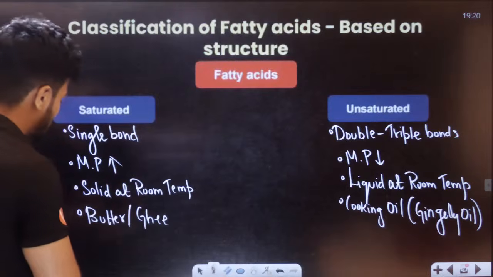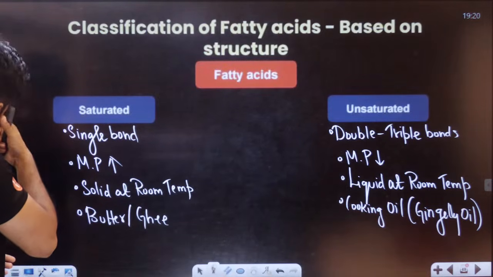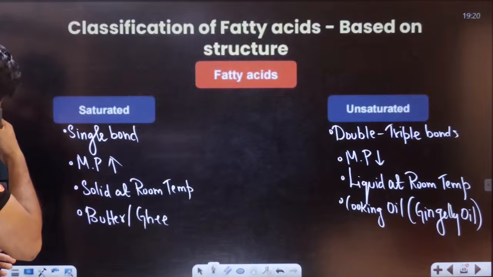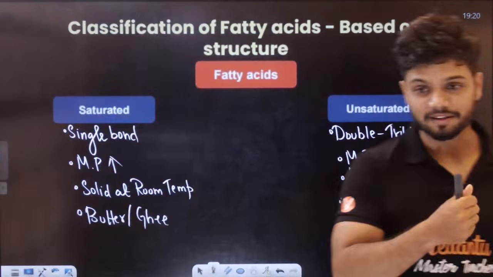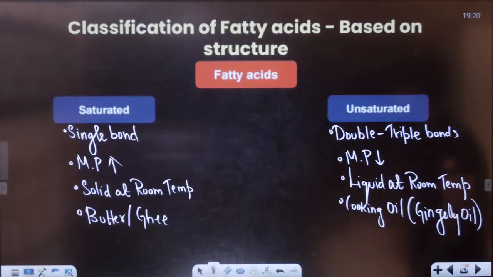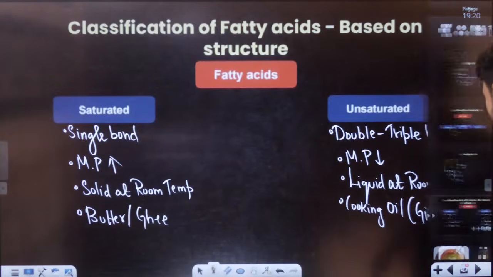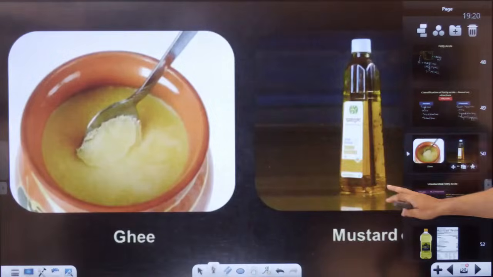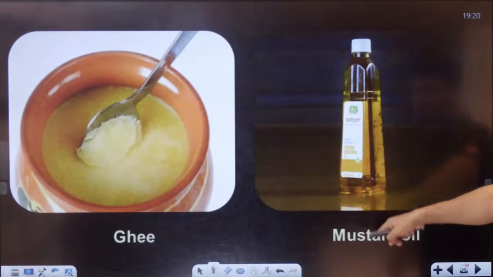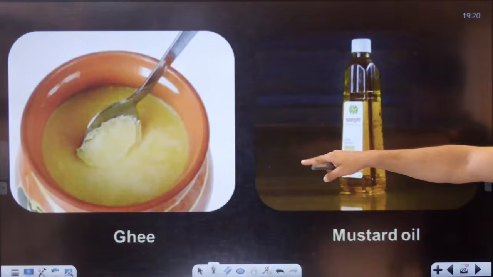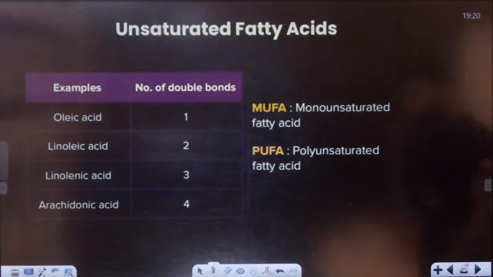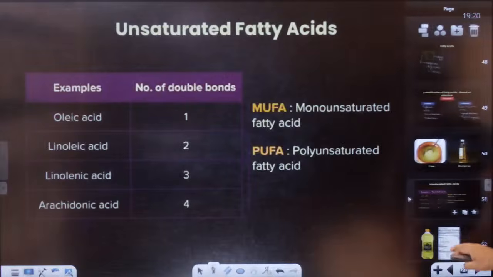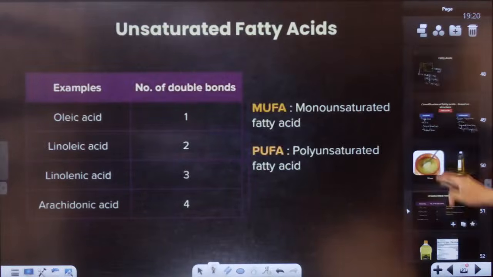Okay. Now there are other examples also. Palmitic acid, stearic acid, everything is there. Now, students, gingerly oil. What a stupid name! Who comes up with that name, students? Okay. Ghee and mustard oil. This is your saturated, unsaturated. Okay, students, I think I didn't teach you that part. I'll try it here only, students.